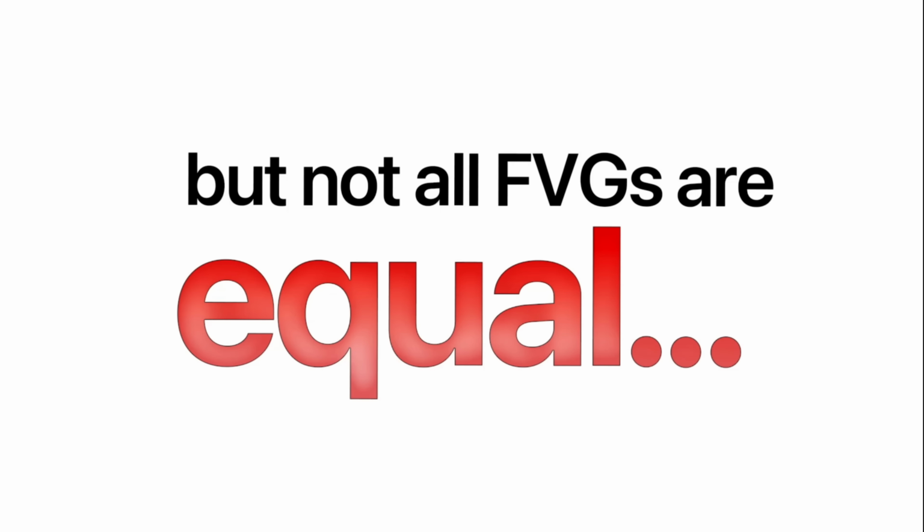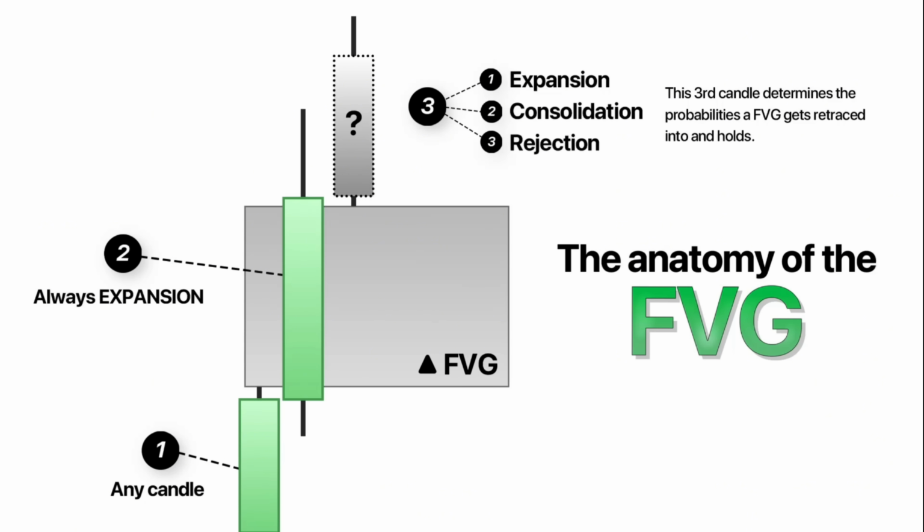But remember, not all fair value gaps are equal. So let's dig a bit deeper. Let's take a look at the anatomy of a fair value gap. The way the 3rd candle of a fair value gap forms can tell us a lot. You see, the 1st candle of a fair value gap could form however it wants. It could be an expansion, it could be a consolidation, it could literally be whatever. The 2nd candle of a fair value gap will always be an expansion candle. Now, the 3rd candle of a fair value gap could be either another expansion candle, it could be a consolidation candle, or it could be a rejection candle.